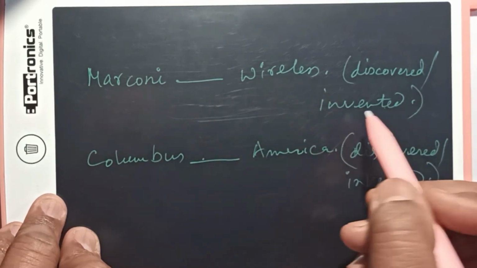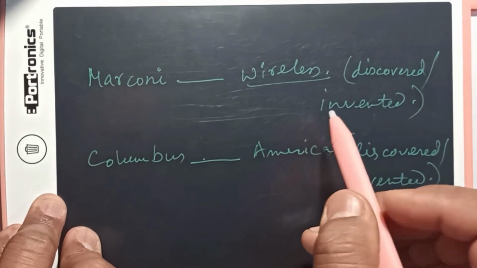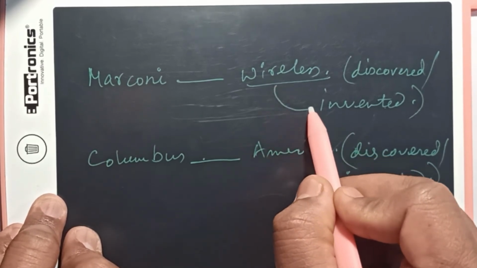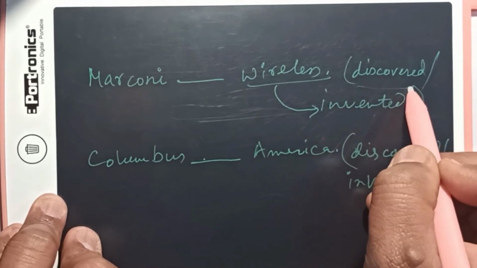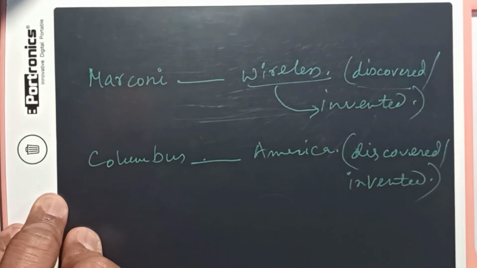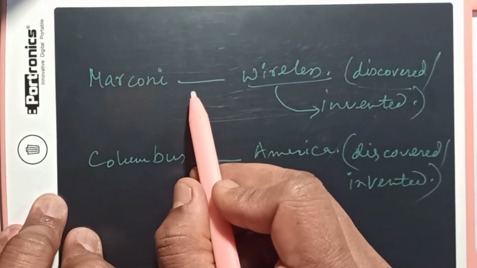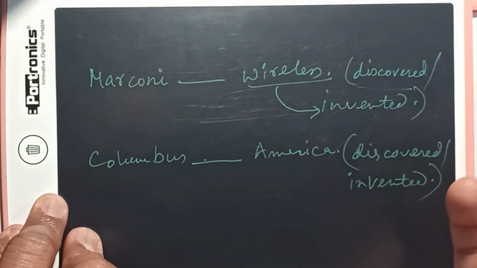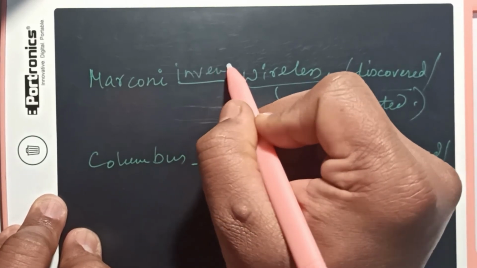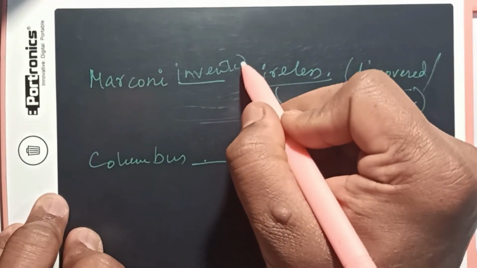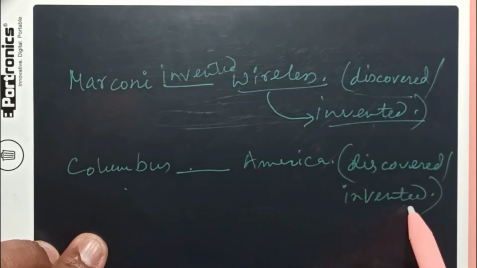Let's look at these two sentences. Marconi dash wireless. Wireless has been made out of nothing. So invent means when you create something out of nothing, that is invented. Discovered means you find out what was already there, that is discovered. So discovery is not possible in this case because wireless has been made from nothing. So invented is the correct answer.